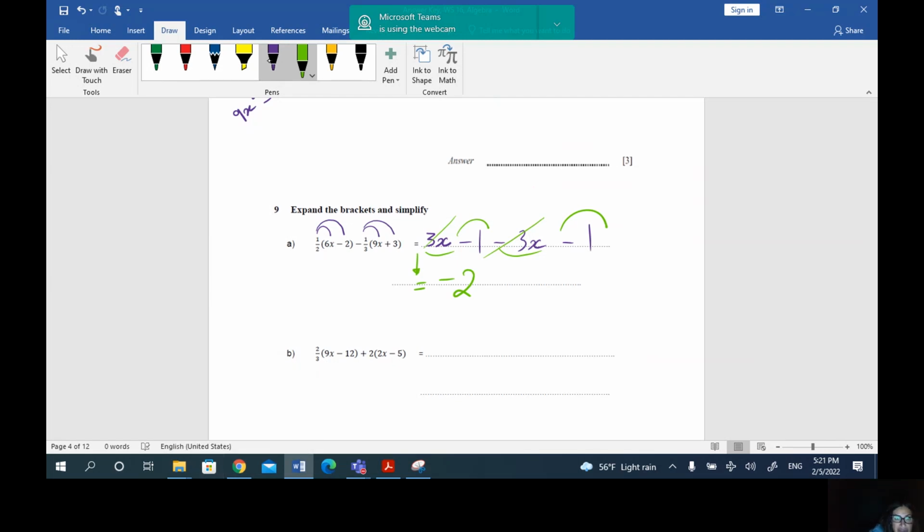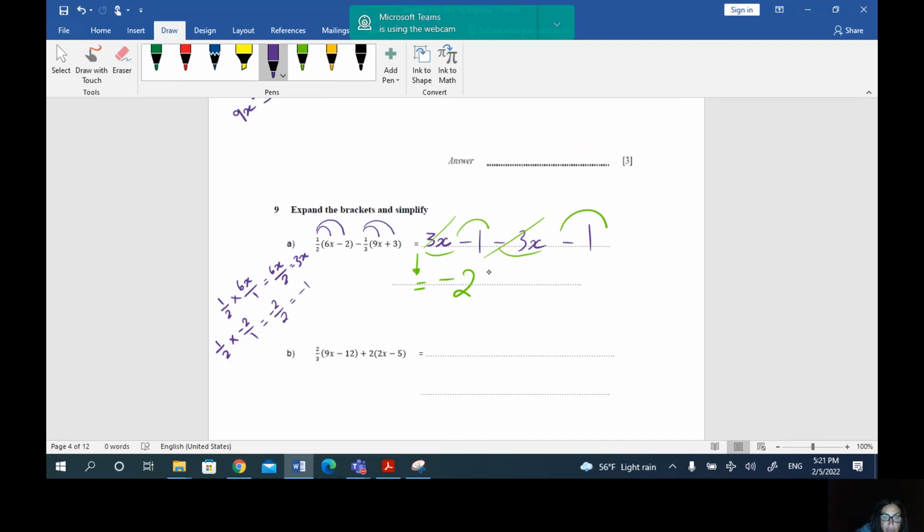Just to make sure that you understand things well, so half times 6x, this is over 1, right? So it will be 6x over 2. If you do the cancellation, this will come down to 3x, okay? Half times negative 2, and this is over 1, right? So it will be negative 2 over 2. If you simplify it, it will be negative 1.